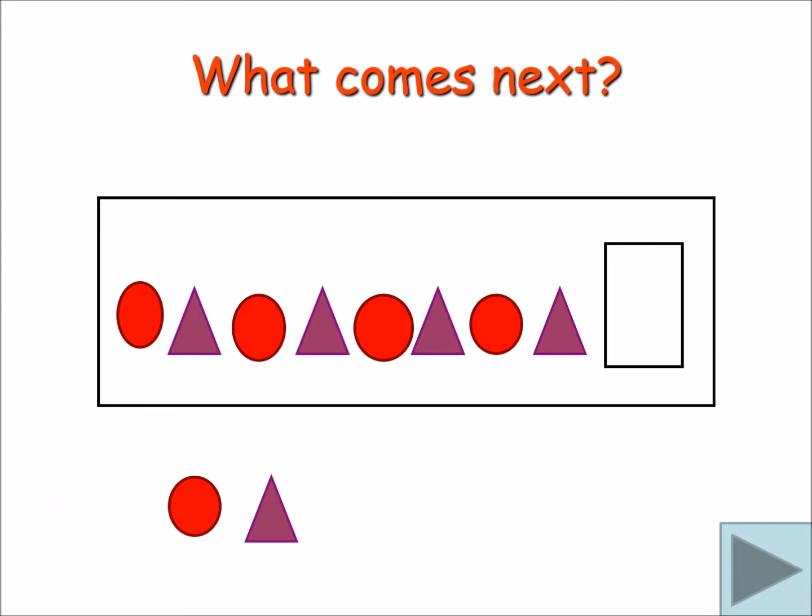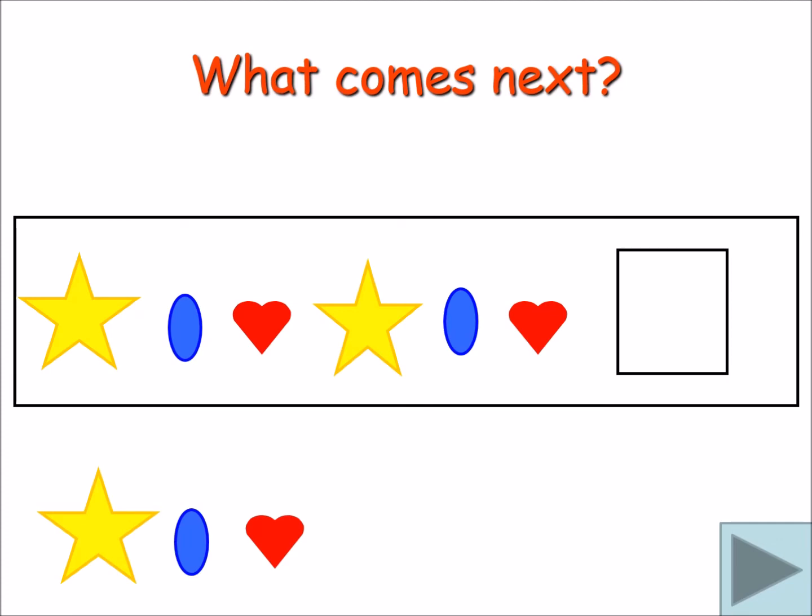Here we have another two shapes that are repeating themselves. Circle, triangle, circle, triangle, circle, triangle, circle, triangle. What would come next? That's right, it would be the circle.